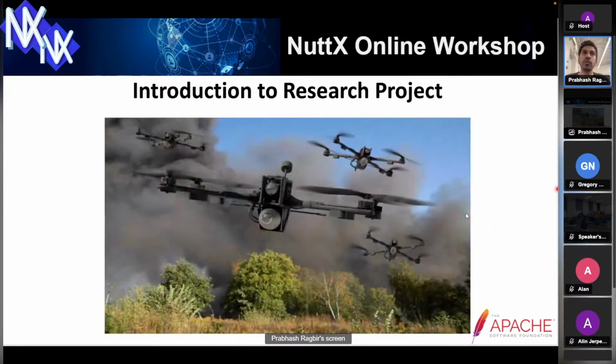To summarize what my research project is about, we are going to utilize multiple UAVs, or multiple drones, for wildfire monitoring. So far, we have been focusing on monitoring the air pollution caused by wildfires. But in this upcoming year, we will be working on a whole new area, which is wildfire detection, early detection of wildfires using drones.